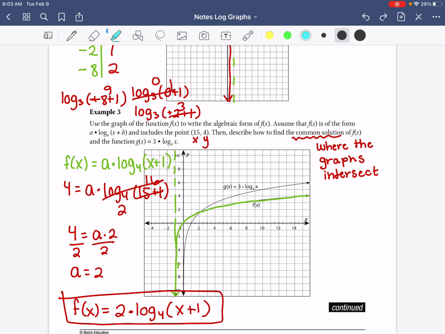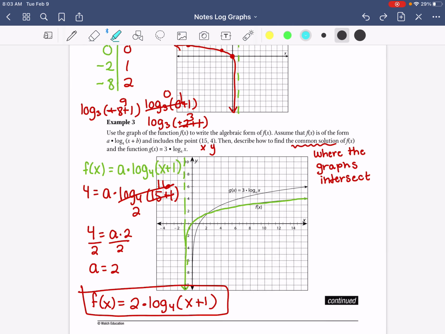So how you can write the equation of the graph is you first identify your asymptote. Use that -1, so you put +1 in your parentheses. And then in order to find your a piece, we just picked a point. We had the point (15, 4), and we plugged in the y is 4, the x is 15, and then we just solved for our a of 2, and then we have our equation.